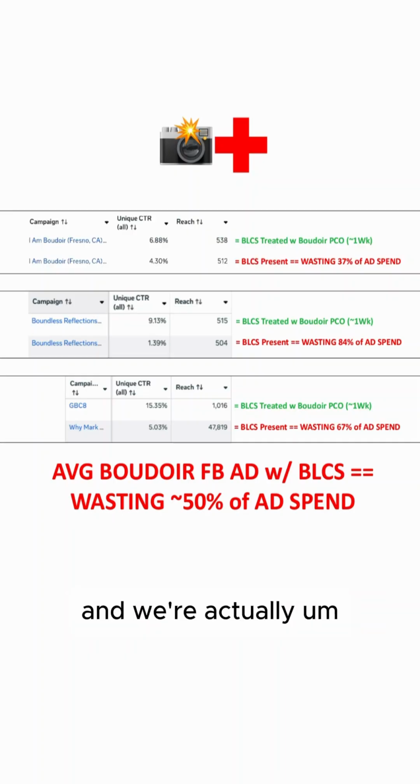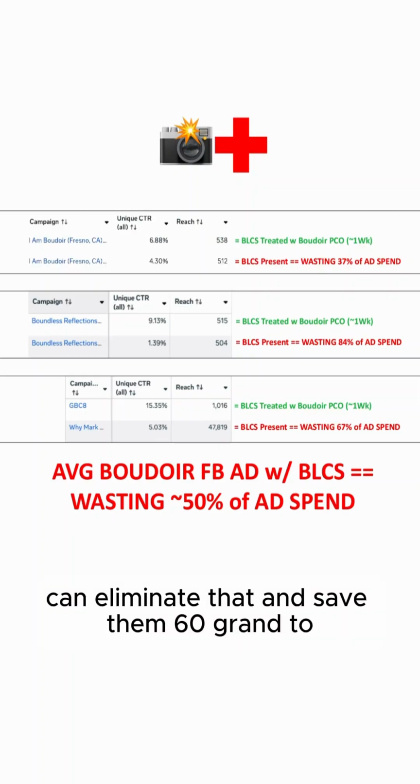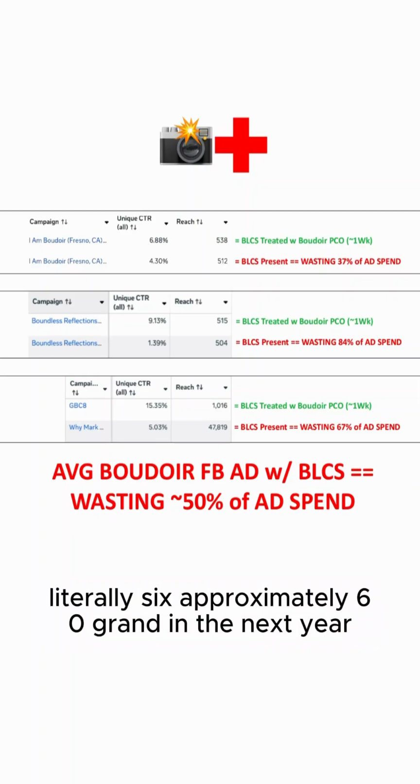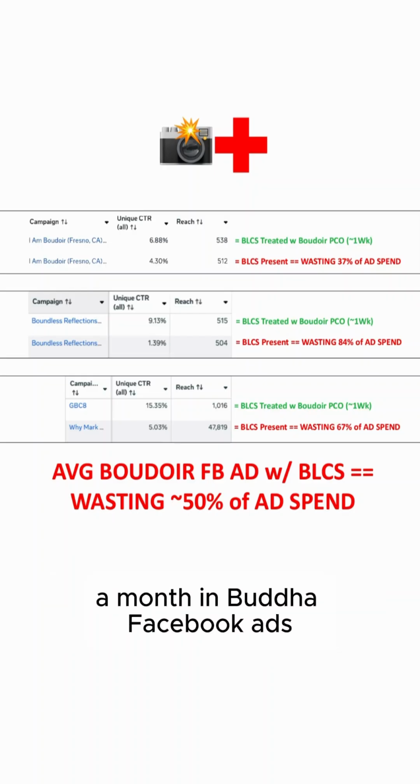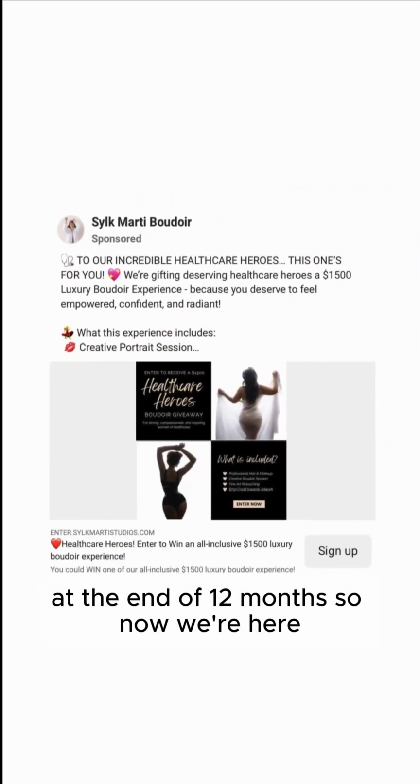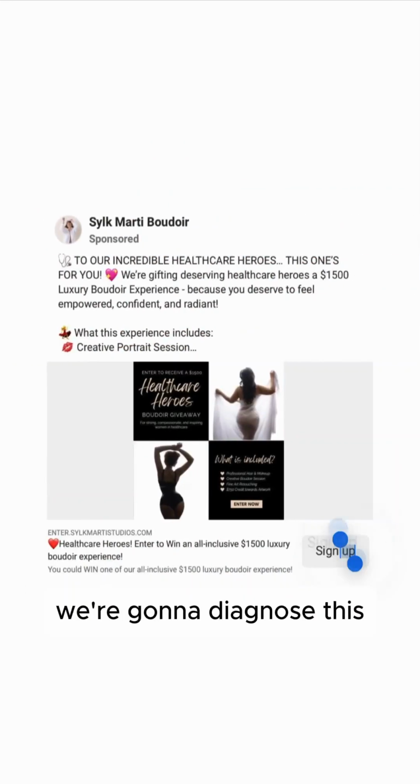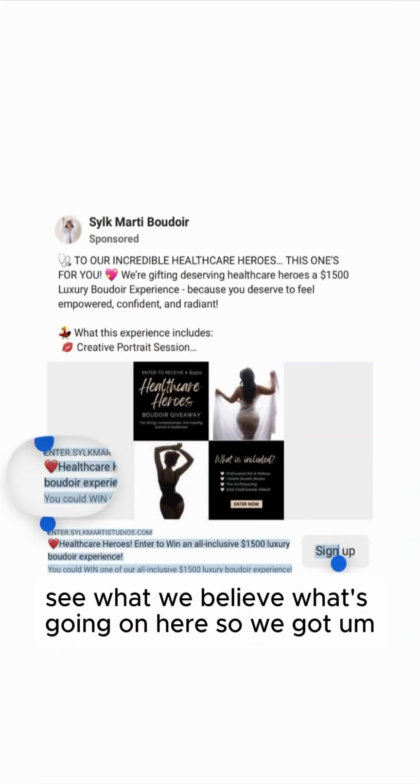And we can eliminate that and save them approximately 60 grand in the next year if they're spending at least 10 grand a month on Boudoir Facebook ads. So now we're going to diagnose this, see what we believe is going on here.